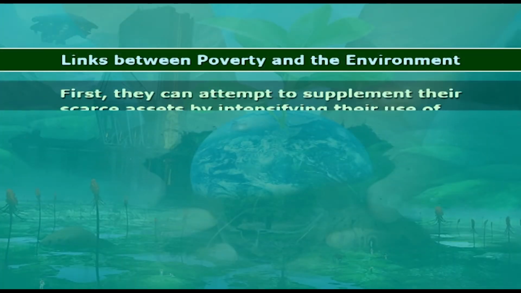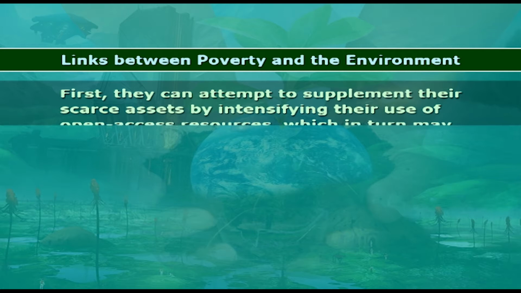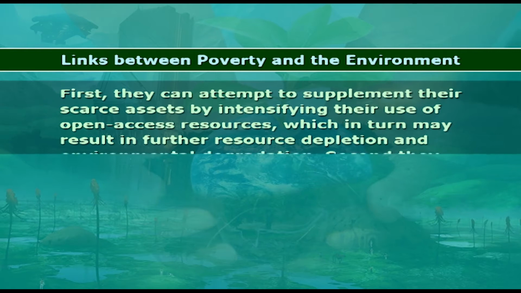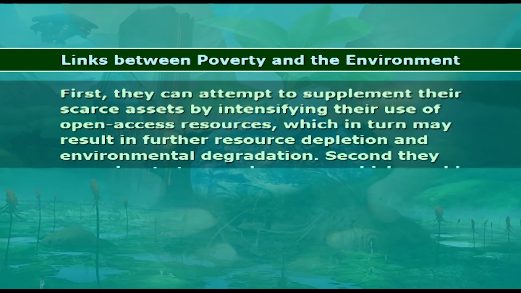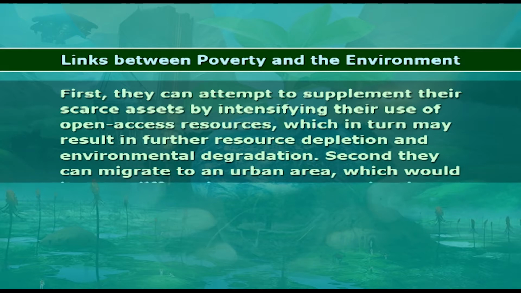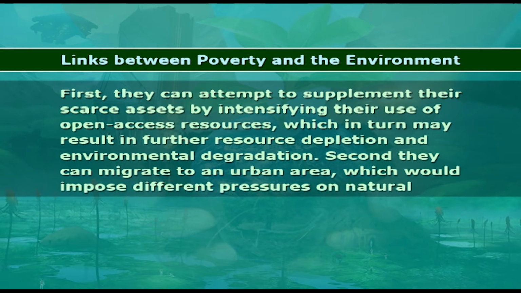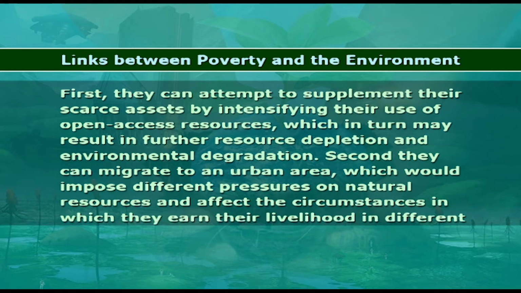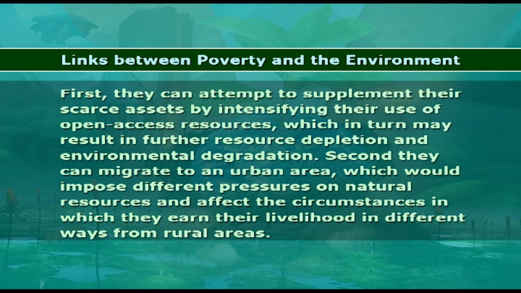Poor are poor in health and literacy, which further reduces their ability to cope and survive. For them, only two strategies of action remain. First, they can attempt to supplement their scarce assets by intensifying their use of open access resources, which in turn may result in further resource depletion and environmental degradation. Second, they can migrate to urban areas, which would impose different pressures on natural resources and affect the circumstances in which they earn their livelihood in different ways from rural areas.